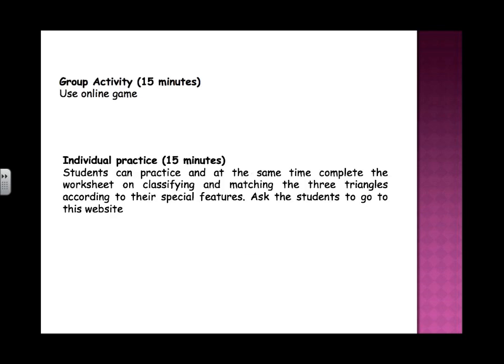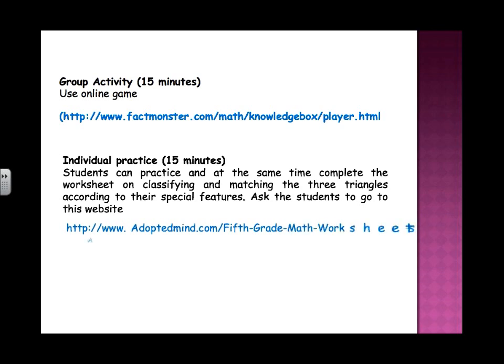For the group work, the teacher can use the following website. Here, the students can use this online game to strengthen their understanding in describing the three triangles based on the features of each triangle. For the individual work, the teacher can instruct the students to go to the following website. Here, students can practice identifying the triangles according to the features given.